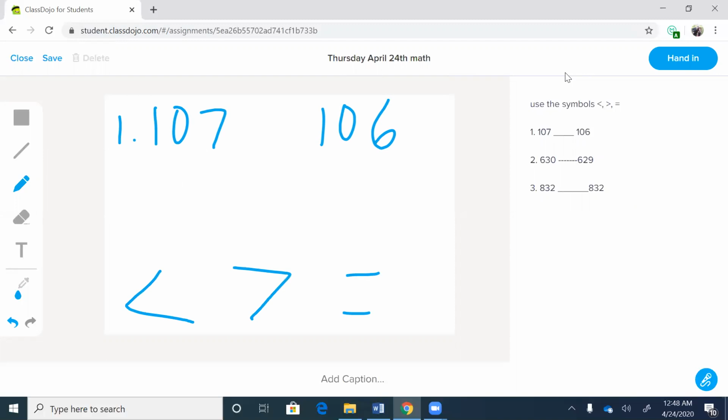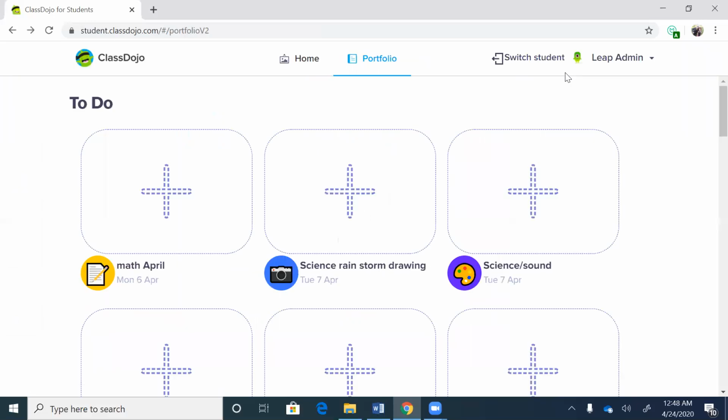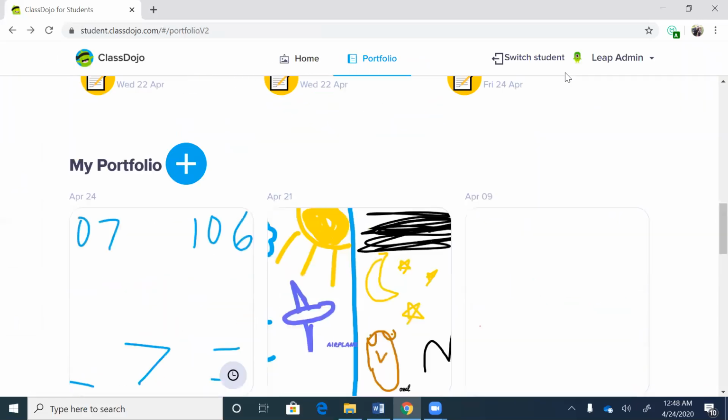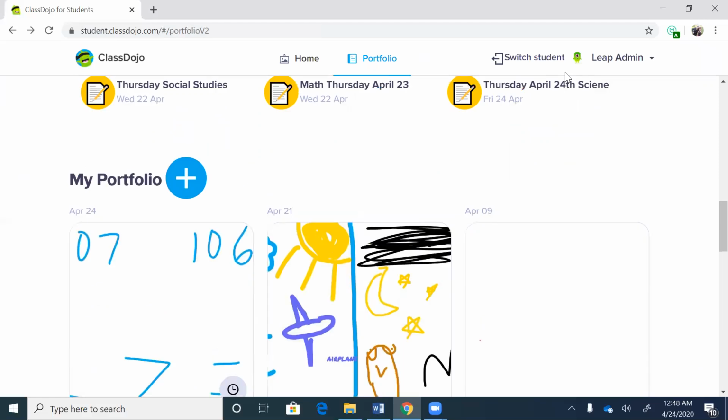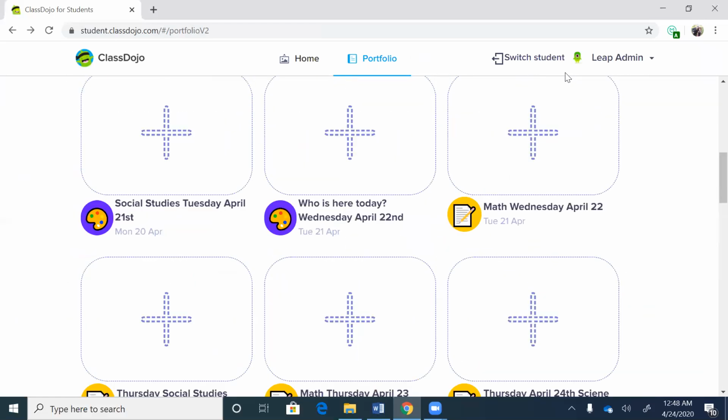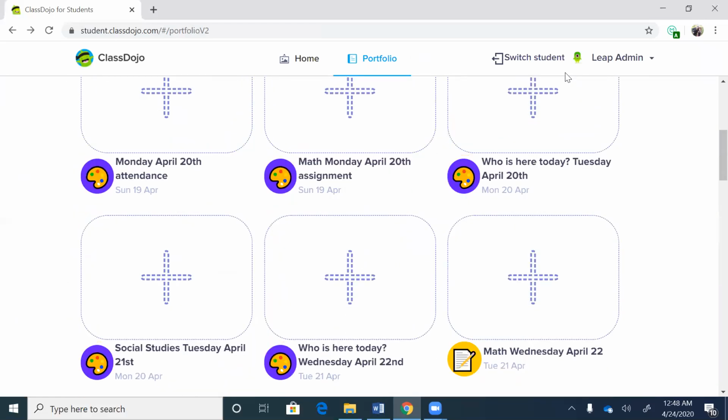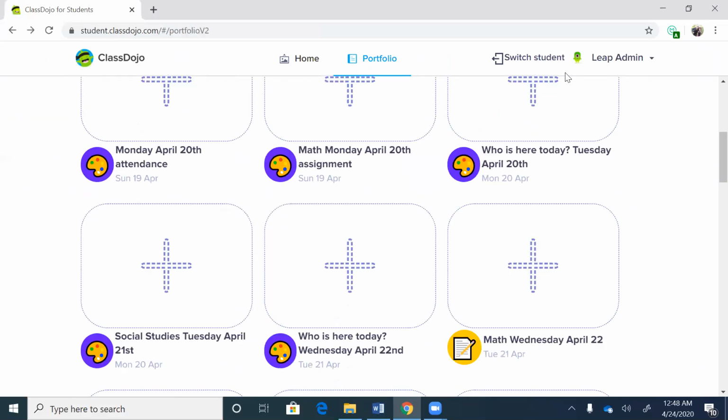Okay? All right, guys. Great job with math. Don't forget to hit the hand in button. I'm actually going to hand it in. And now let's see, did that disappear? It sure did. So see, that's why it's really good to use this. So once it's handed in, the assignment is gone. Then you won't see all those plus signs.